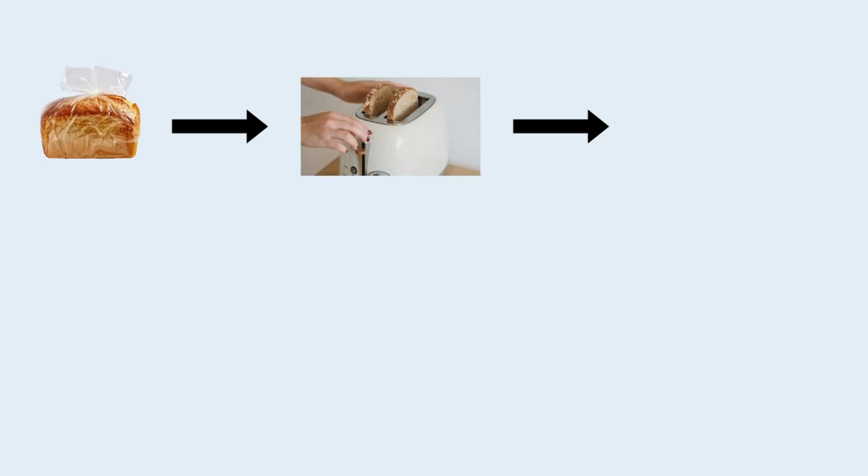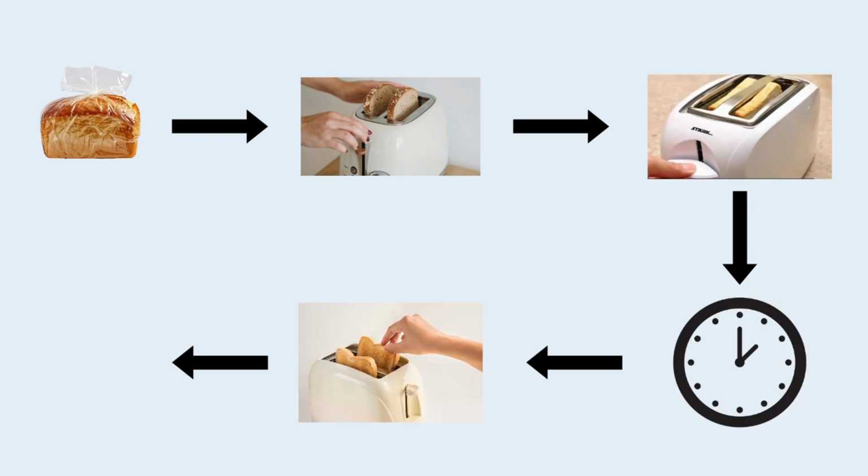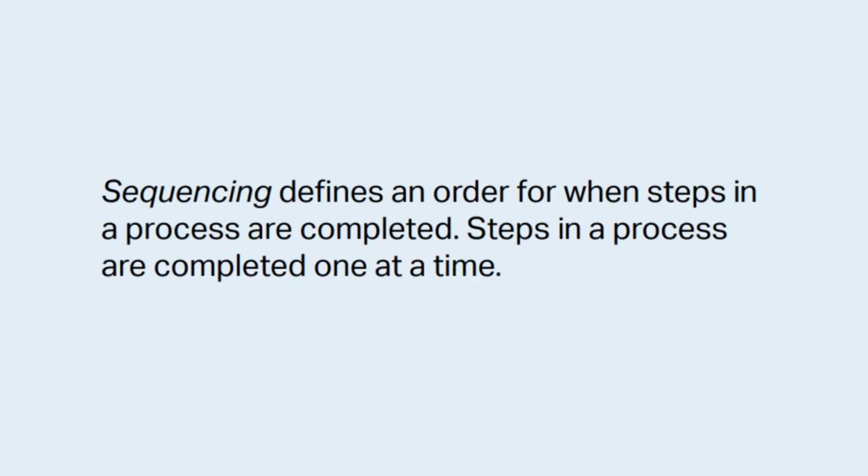For example, the algorithm for making toast would be as follows. Open the bread bag, put a piece of bread in the toaster, turn on the toaster, wait, take the toasted bread out, add butter. We could represent our toast making algorithm with a drawing like this, or in a list like this. Sequencing defines an order for when steps in a process are completed.